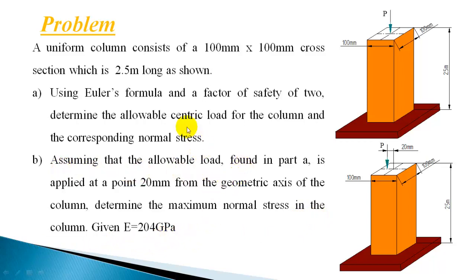So the allowable load found in column A is applied on the column with an eccentricity of 20 mm, 20 mm from the geometrical axis. In that case, what is the maximum normal stress induced? Young's modulus is given as 204 gigapascal. In this case you have to apply the secant formula and find out the maximum normal stress induced in the column. Now let us work it out.